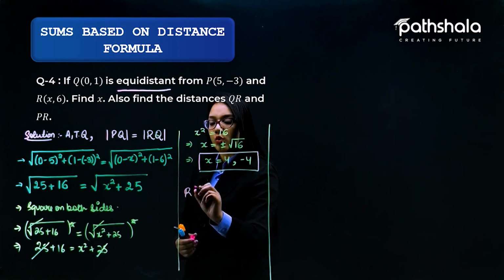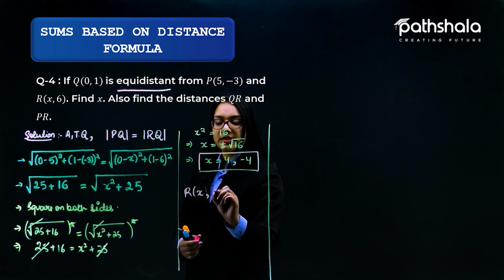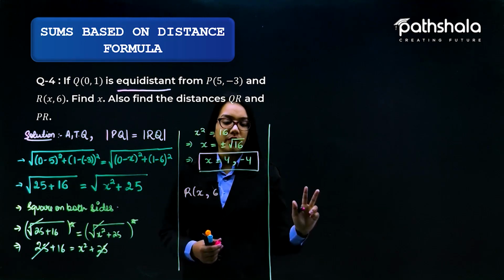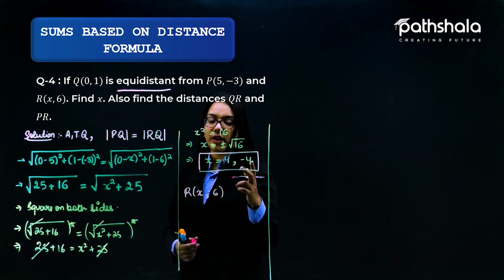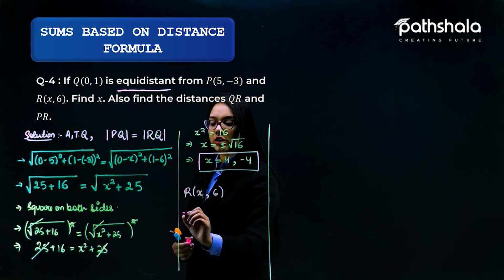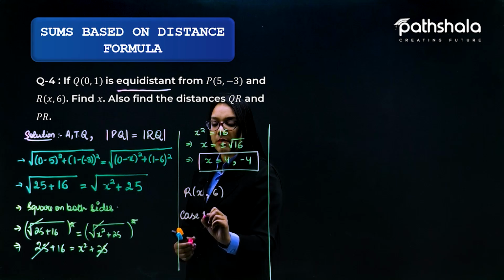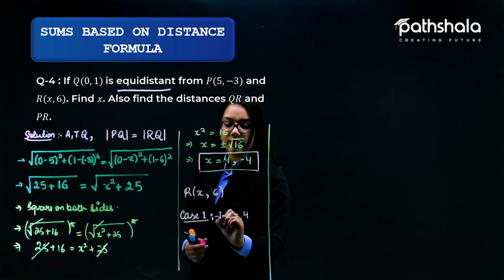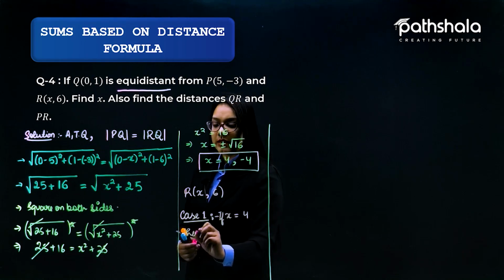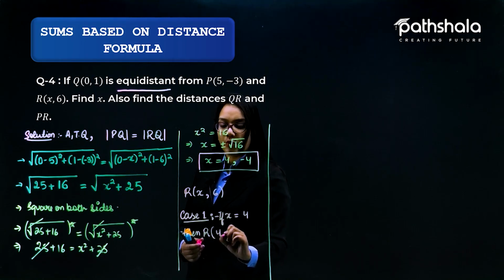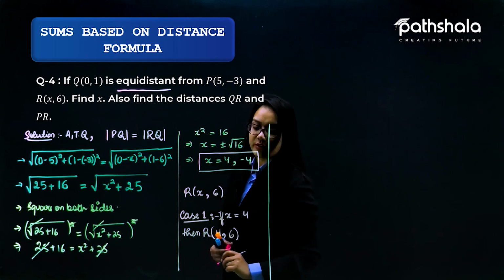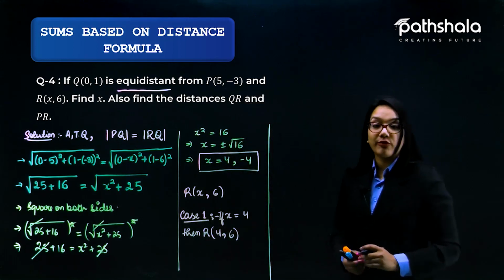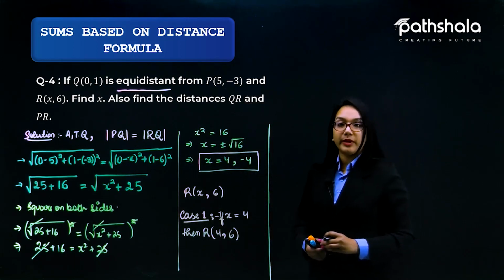So as R is of the type (x, 6), we have to generate two cases for the value of x: x as 4 and x as minus 4. Let us take case number 1, where x is equal to 4. Then R would be of the type (4, 6), and we have to find the QR and PR distances.